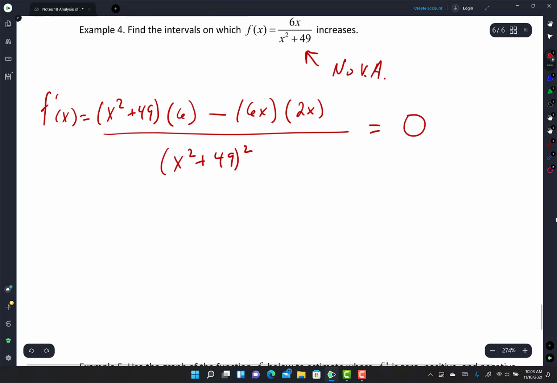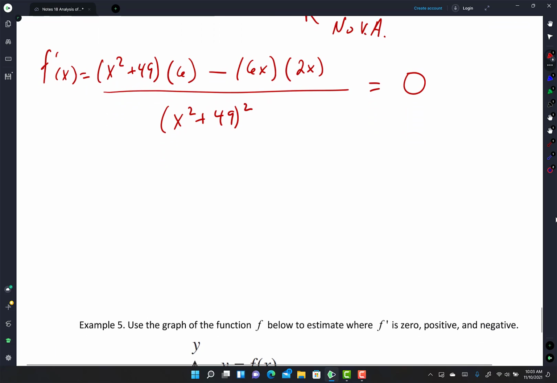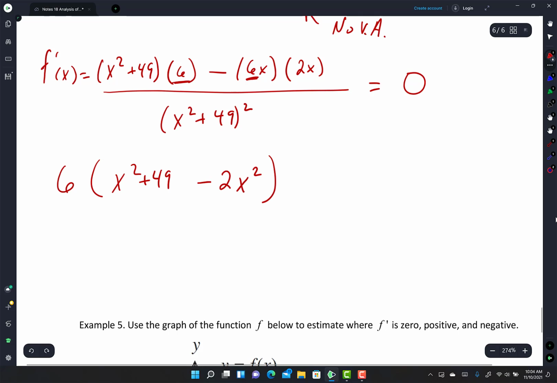I do not care about the denominator. I know the denominator will never be 0. I start focusing all my attention on the numerator and doing algebra. Are we still okay? All right, so let's make life simple. I see a 6 here and a 6 here. Can I factor the 6 out? Yeah, so here's my 6 factored out. I'm going to have x squared plus 49 minus 2x times x, 2x squared. Do you guys see that?